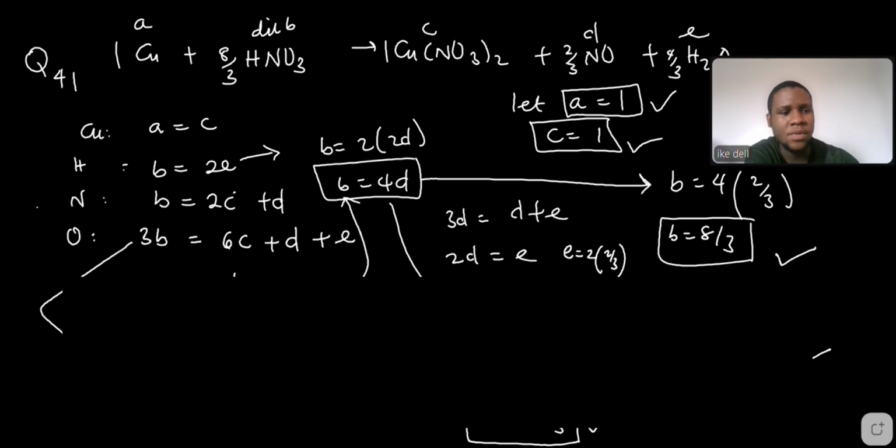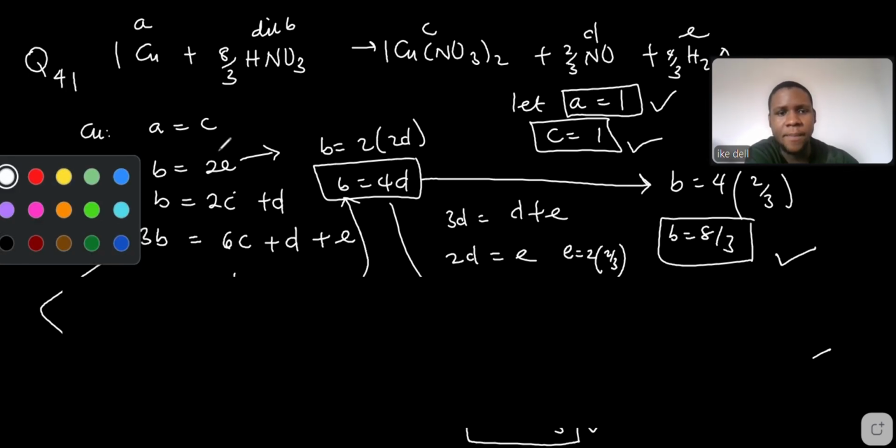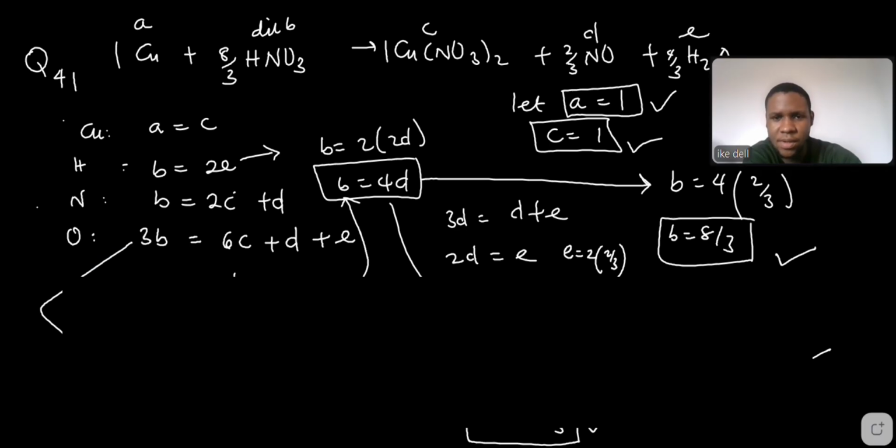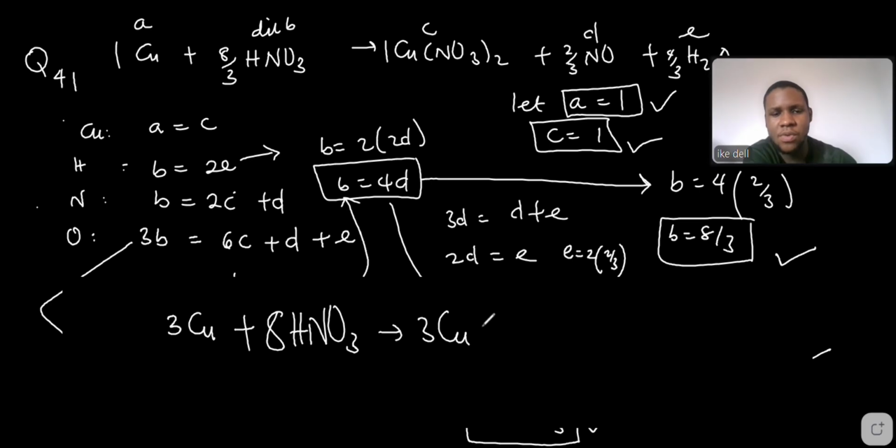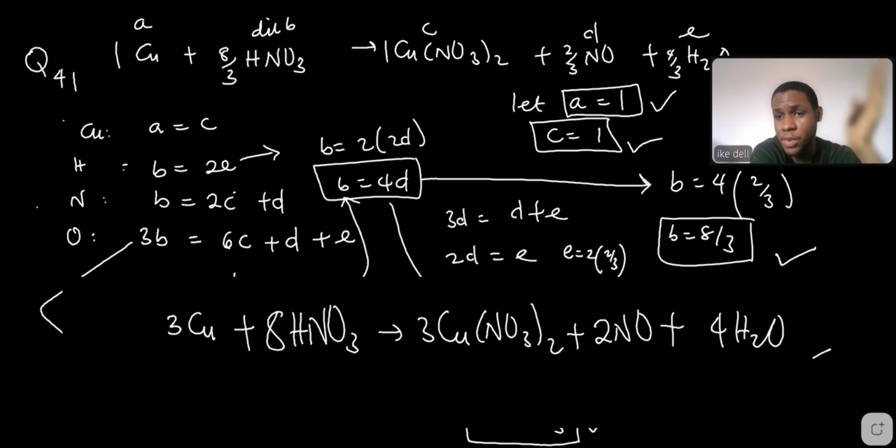This time around, I want you to realize that I'm doing something here. I am multiplying through by 3 in order to take away that fraction. Okay, so multiply through by 3. So that means I have 3Cu plus 8HNO3 to give 3Cu(NO3)2 plus 2NO plus, is that 8? No, 4H2O. So that should be what I'll get when I multiply through by 3.